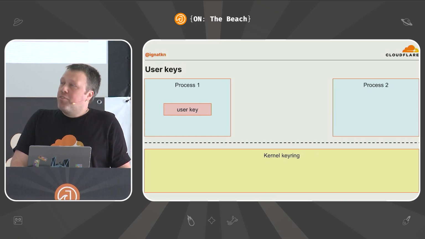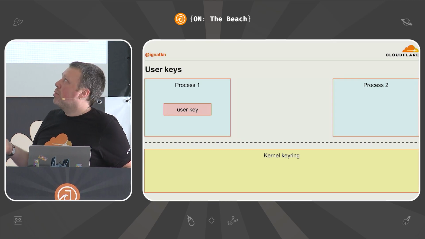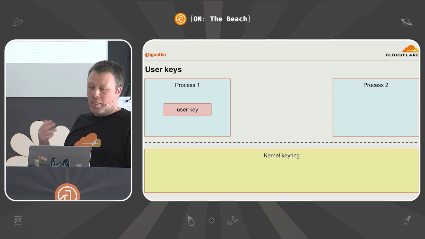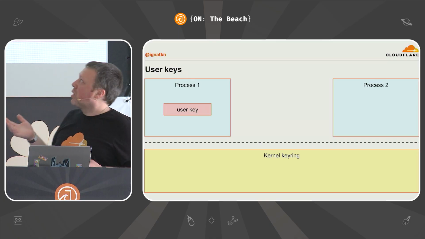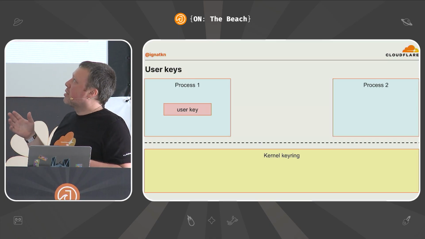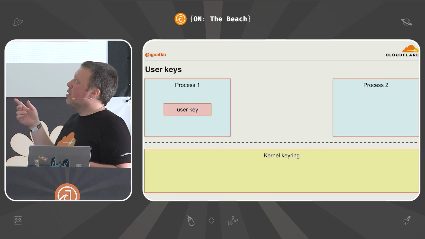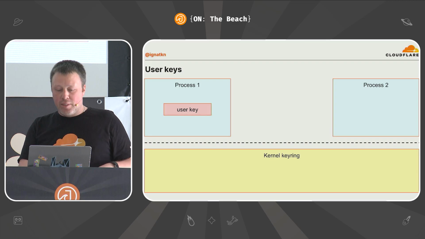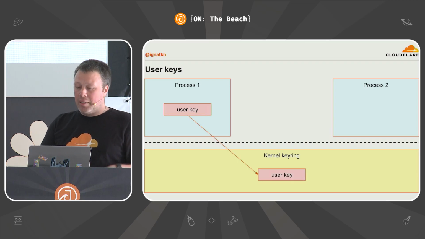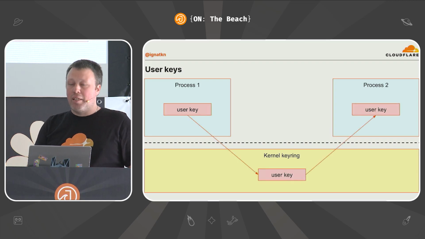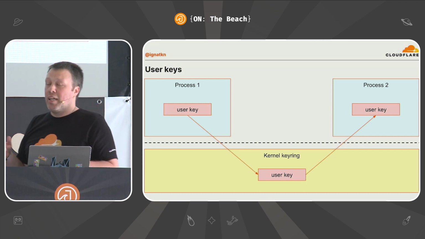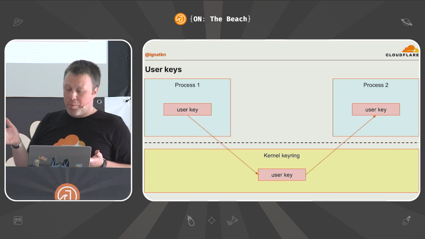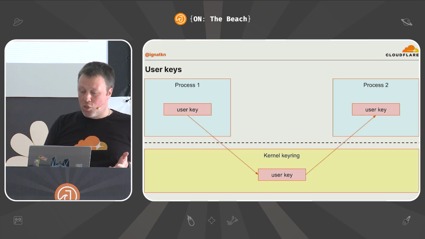So far, we have been using user key types, which is the simplest key type in the kernel, but there are more. So what's the difference? User key types: imagine you have a process and it has some cryptographic material it wants to use, so it puts that key inside the kernel, and either this process or another process can read it back if that other process has proper permission. So it's also subject to permission.